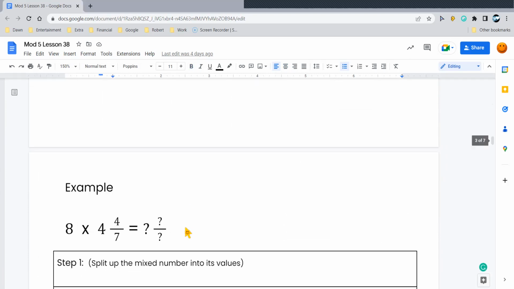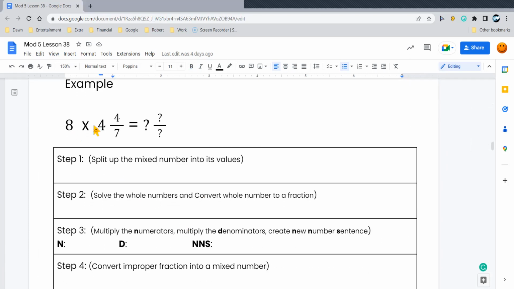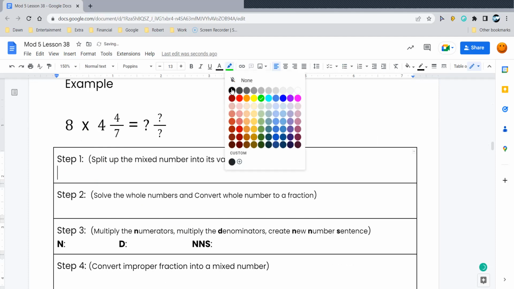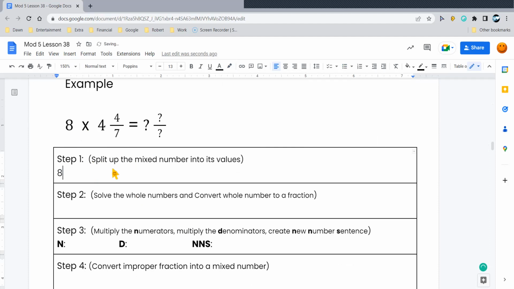Here's our daily review. Let's look at an example. We have 8 times 4 and 4/7. I know I need to turn this into an addition problem. So I'm going to put parentheses around the 4 and 4/7, and then in the middle I'm going to add a plus sign. So I've already written this into a sentence.